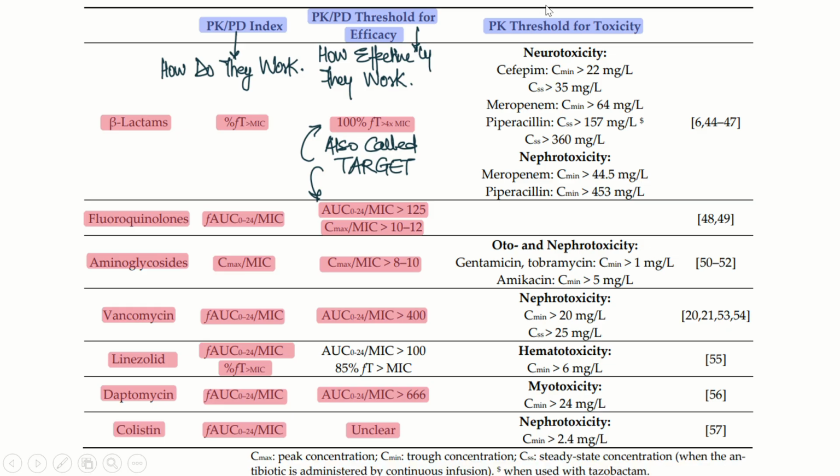Now, this is also a very interesting table that I've put up, that these are the beta lactam antibiotics and the other fluoroquinolones, aminoglycosides, and glycopeptides. And how this PKPD index means how do they work? That means for the beta lactam antibiotics, the percentage of the time of the dosing interval when the concentration of the antibiotic is above the MIC values. That is the meaning of this. That means fraction of the time of the dosing interval when the concentration of the antibiotics is above the MIC.